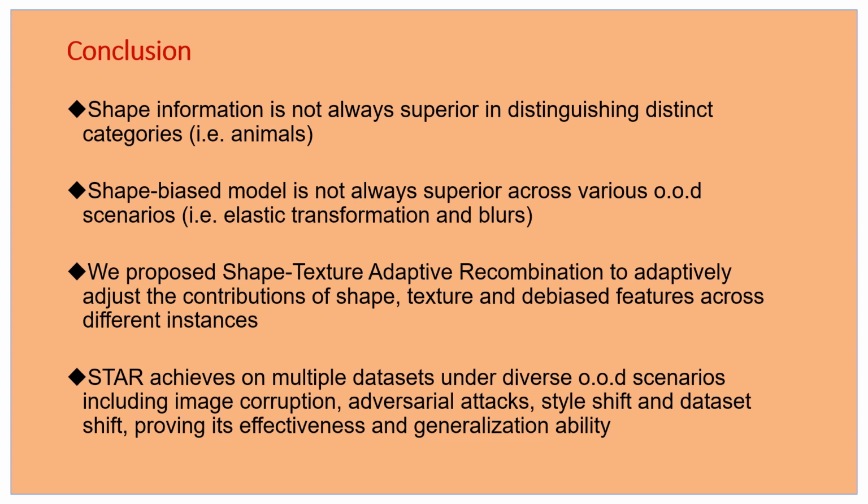Finally, the conclusion. In this work, we dive deeper into the intricate relationship between shape and texture information and o.o.d robustness. We find that shape information is not always superior in distinct categories, and shape-biased models are not always superior across various o.o.d scenarios. Based on these observations, we proposed Shape-Texture Adaptive Recombination to adaptively adjust the contributions of shape, texture, and debiased features across different instances.